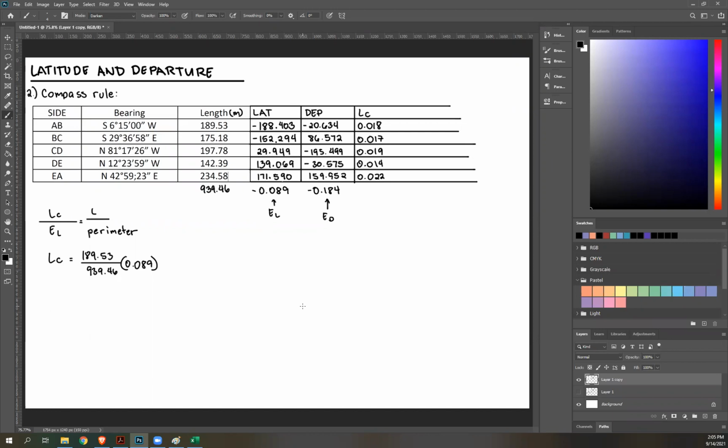Okay. And then, okay, so just disregard the sign for LC because again, all I need from this is the magnitude. Later on, I will analyze rather if it's supposed to be an addition or subtraction to your latitude or departure. Okay, so that's all for LC. Now let's do your correction in departure. So DE for LC. Let me check.